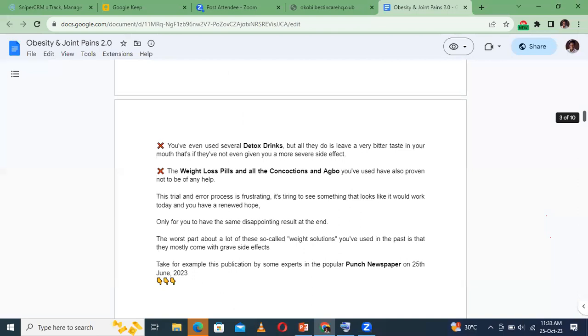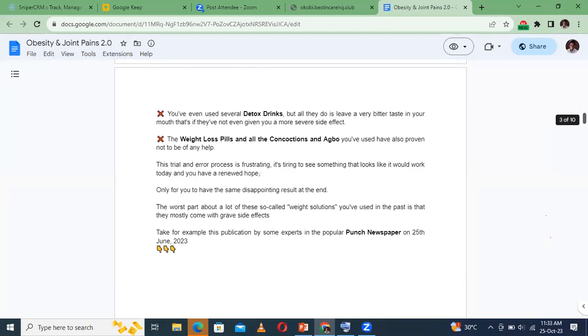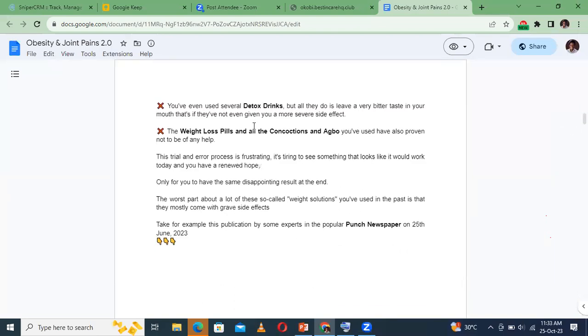You've even used several detox drinks, but all they do is leave a bitter taste in your mouth. If you don't know what detox drinks are, you can check it up. That's if they've not even given you a more severe side effect.